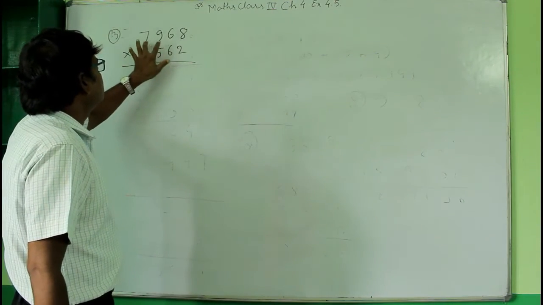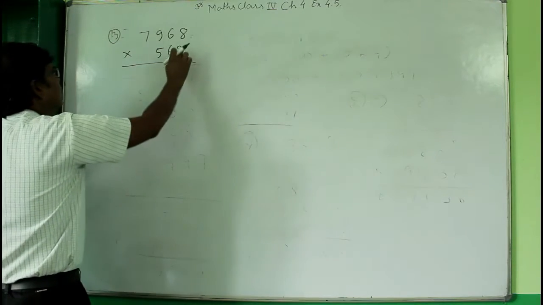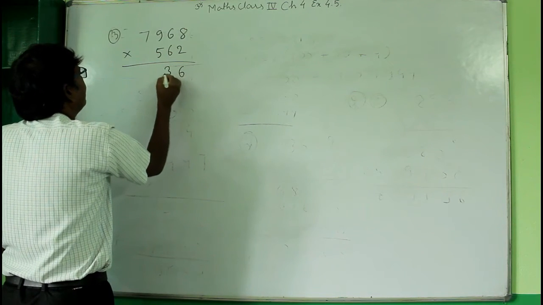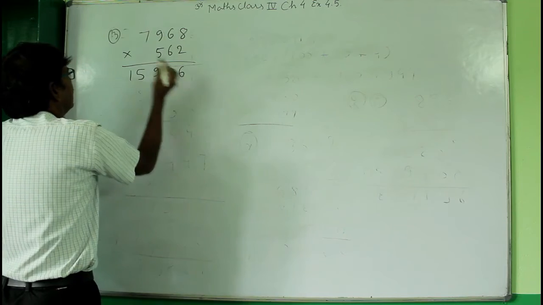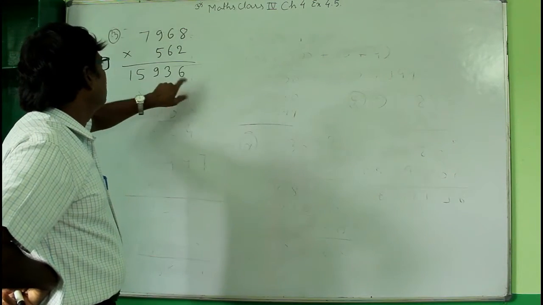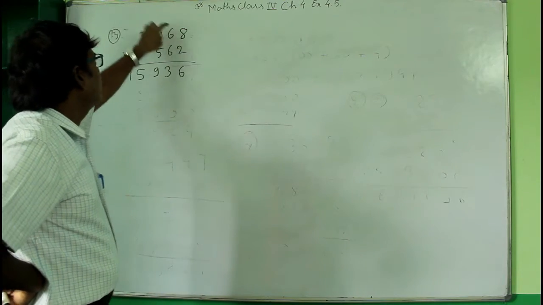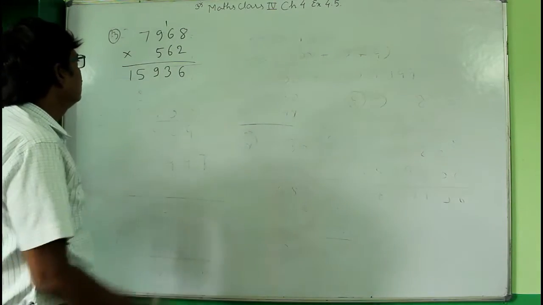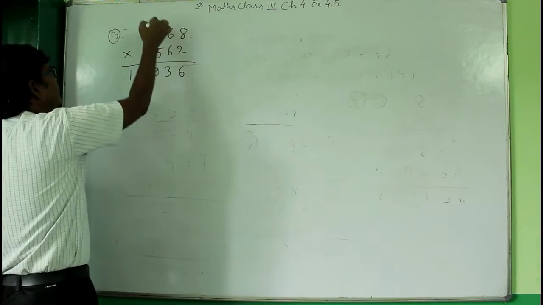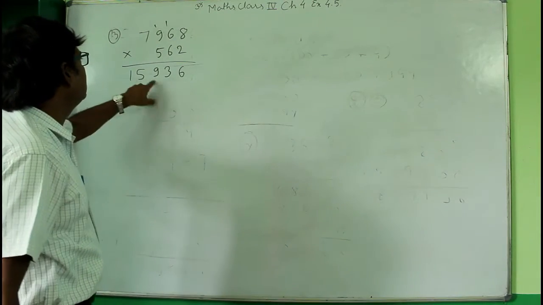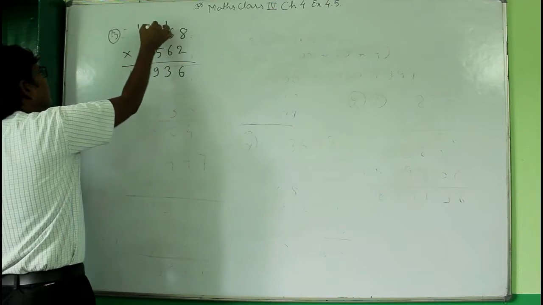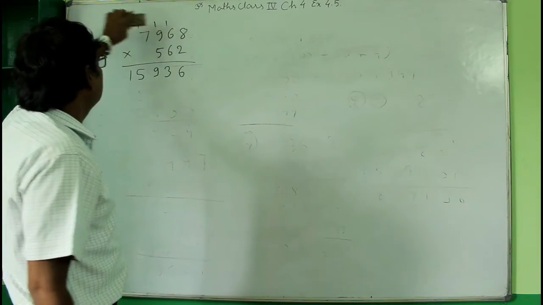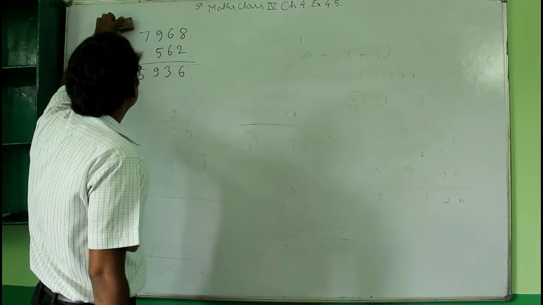First multiply this number with 2. When you multiply this number with 2, you will get this. 8 2s are 16. Then carry 1. Write here 6. Then 6 2s are 12 plus 1 will be 13. Then write 3, then carry again 1 here. Then 9 2s are 18, plus 1 will be 19. Then carry 1 here again. Then 7 2s are 14 plus 1 is 15. Now these carried numbers will not be useful for the next step. So here is this number.